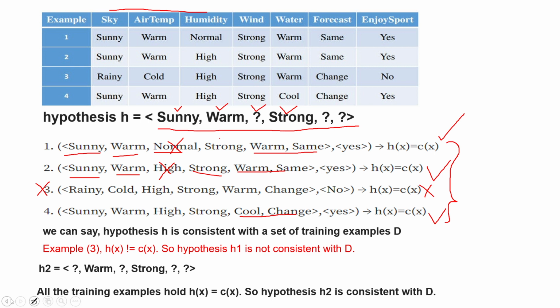For this case, suppose the hypothesis is this one. We'll check whether all these are true or not. First parameter can be anything. Sunny, sunny, rainy, rainy. Everything is not true. All these are matching. All these are consistent if the first parameter in the hypothesis is anything, that is, the question mark.